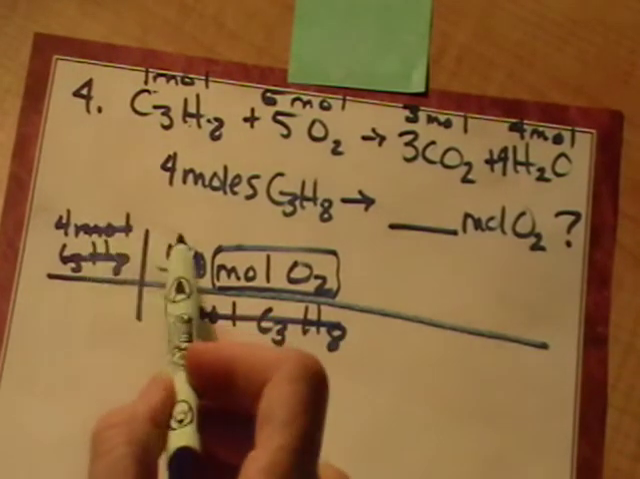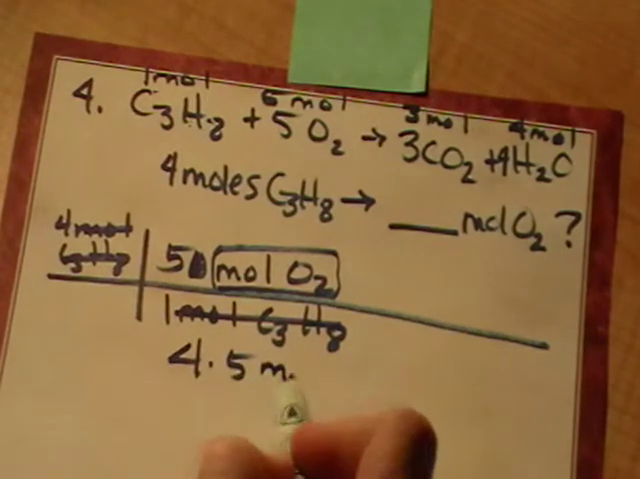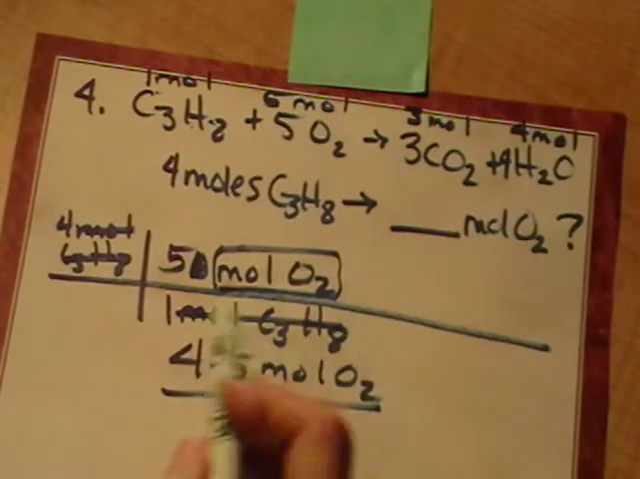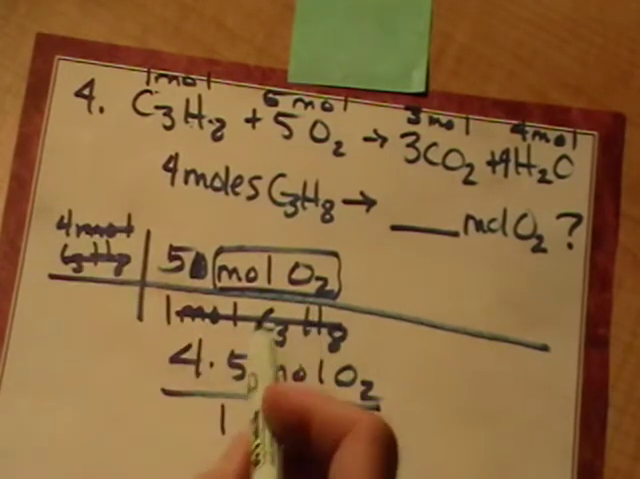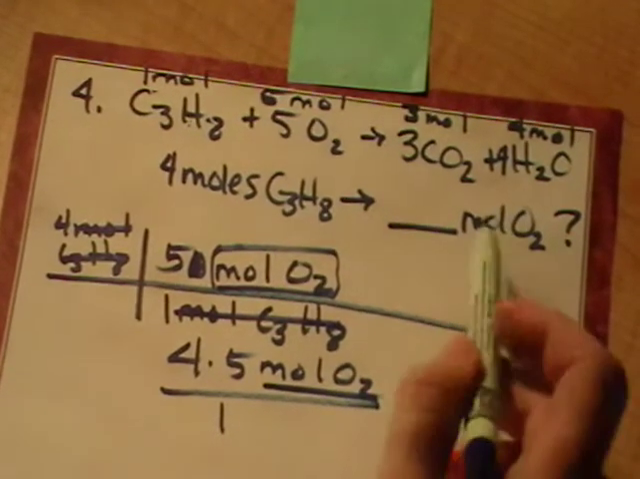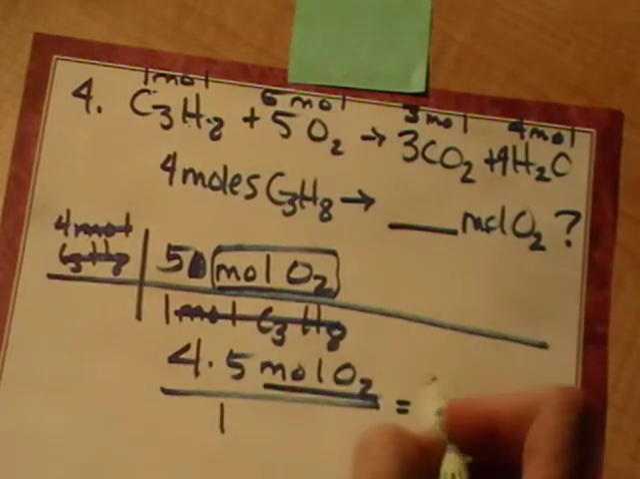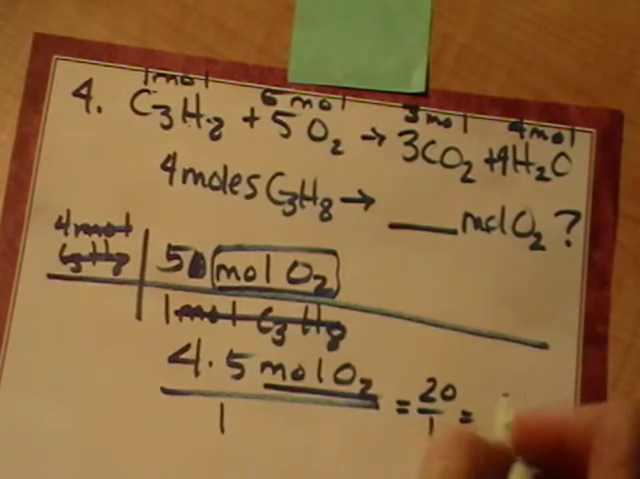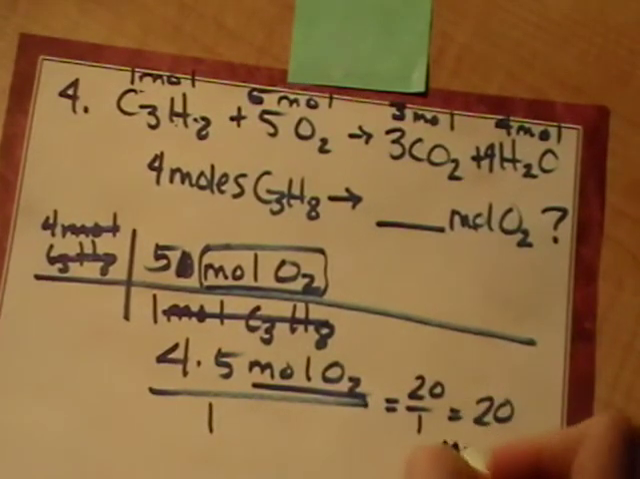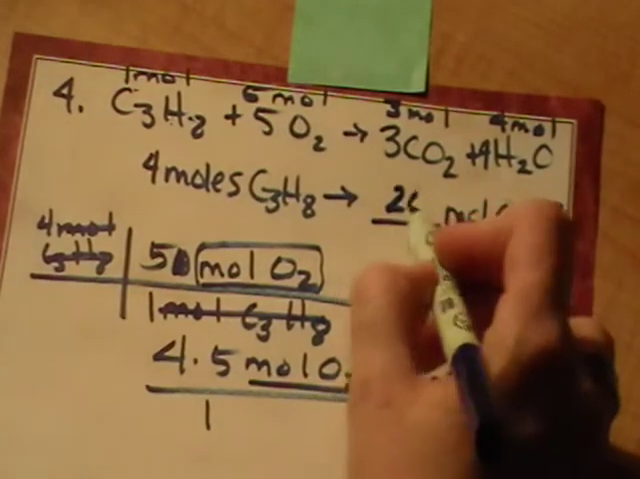So let's go ahead and do the math. You have 4 times 5 moles of O2 divided by 1, and I crossed out those units. So the only units I have are moles of O2, which is what I wanted to figure out. 4 times 5 divided by 1, that's 20 divided by 1, which equals 20. My units are moles of O2. So this is the answer, and I can write it up there.